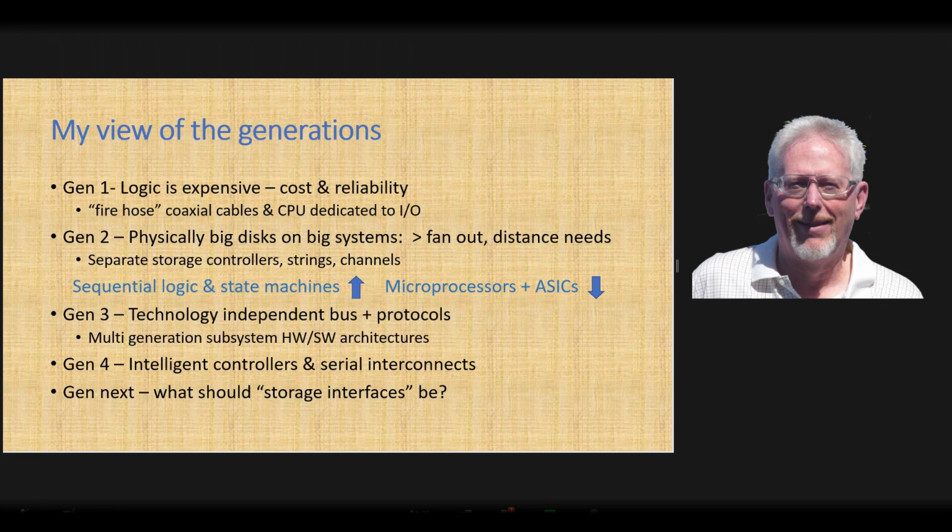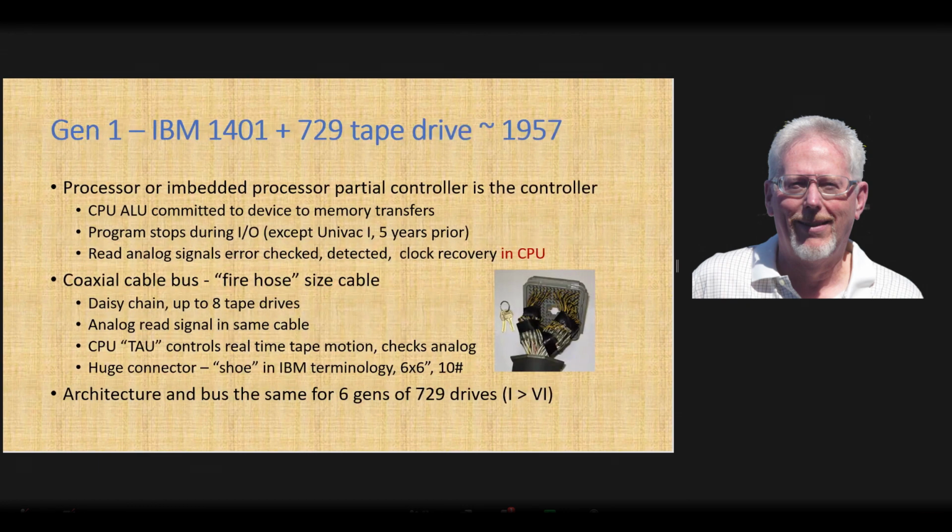In generation 3, we really started to migrate into technology independent bus and protocols, and primarily that means we got away from understanding the magnetic recording bits and nanoseconds in the controllers. They delegated that back to the disk drive, and that enabled multi-generation subsystem, both hardware and software architectures. And generation 4, which is the last generation I really participated in, was building intelligent controllers and being dominated by serial interconnects.